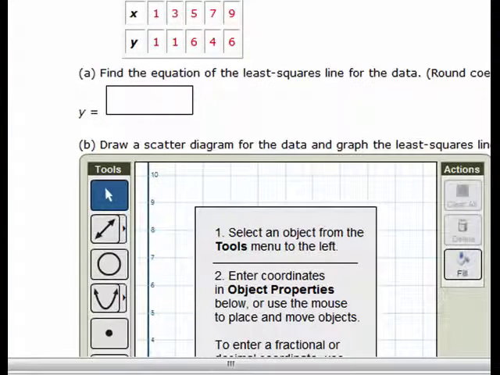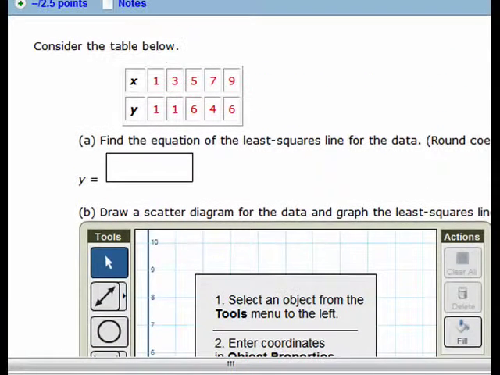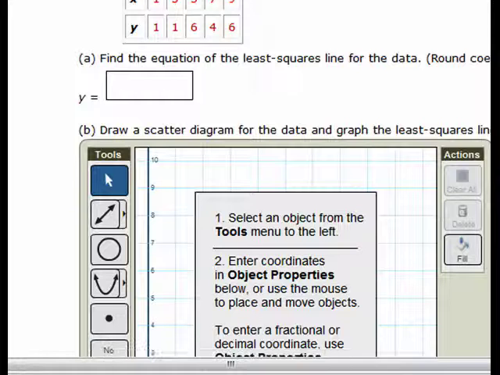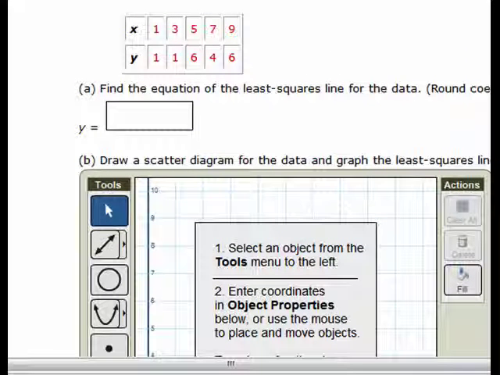Okay, for the section 1.5 homework, this first problem has a table of x and y values, and then we'll find the equation of the least squares line or the regression line. And then part B says draw a scatter diagram for the data and graph the least squares line. So first I'll just show you how to do the scatter diagram.